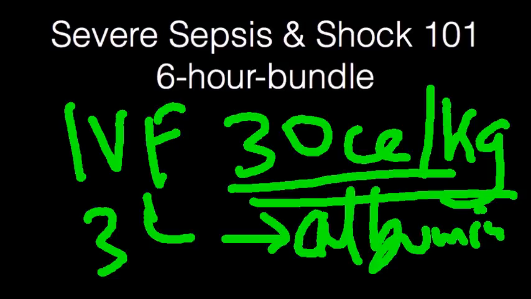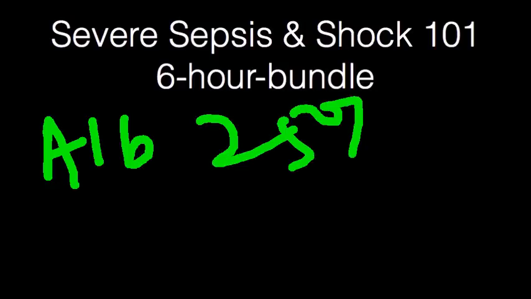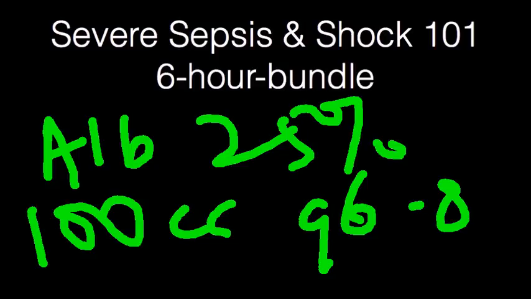And I tend to give this as albumin 25%. It's 100 cc's, Q6 to 8 hours. This is a great adjunct to use so that you do give that expansion without giving as much volume in these patients. But like I said, you can add that on to your normal saline or LR, lactated ringers, that you're giving.